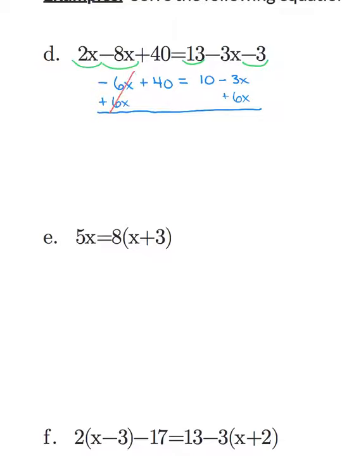If we add 6x to both sides, my 6x's cancel on the left side, leaving me with just 40. And on the right side, I am left with 10. Negative 3 plus 6 is going to be positive 3x. We have different signs, so we're going to subtract and keep the sign of the larger number. Since my variables are on the right side, I want to move my constants to the left. So I'm going to subtract 10 from both sides.